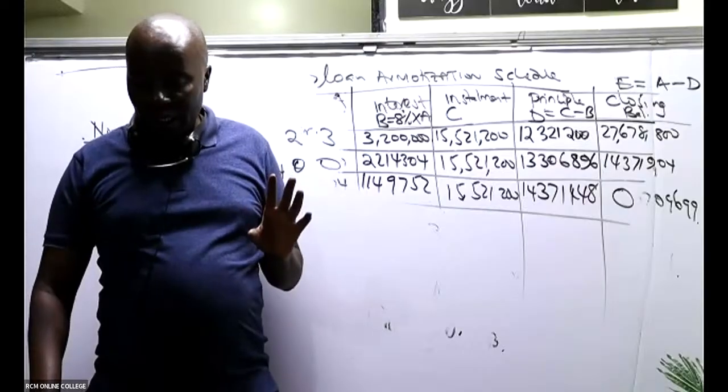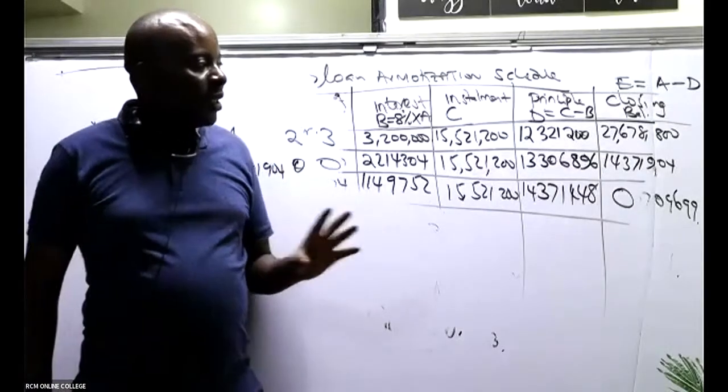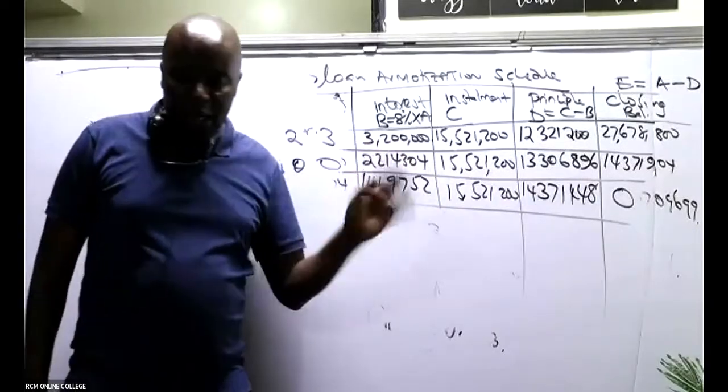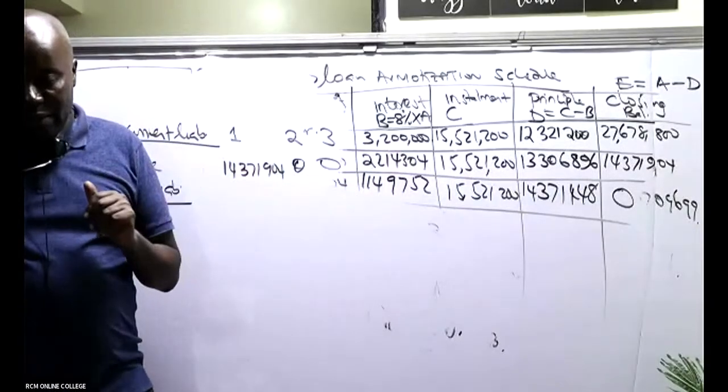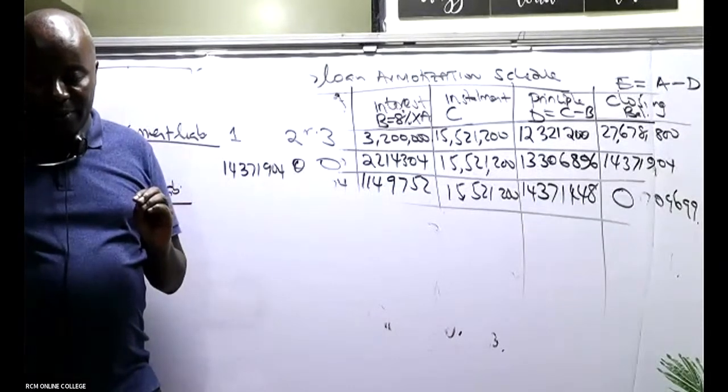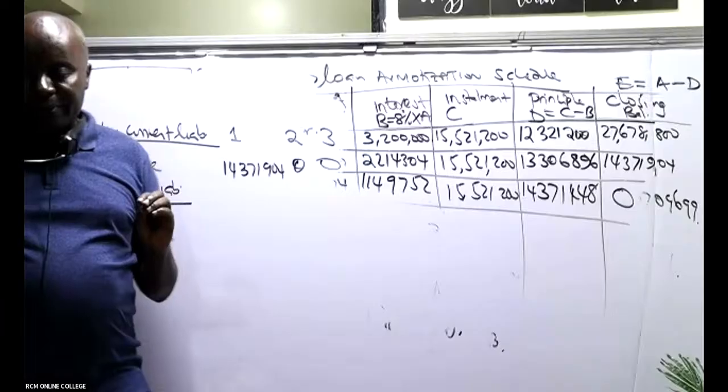Please don't freeze. Say it, 27,678,800 minus 14,371,904. How much are we getting there, somebody? Please don't freeze.